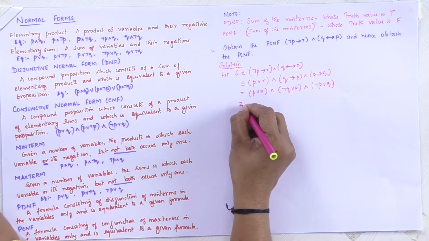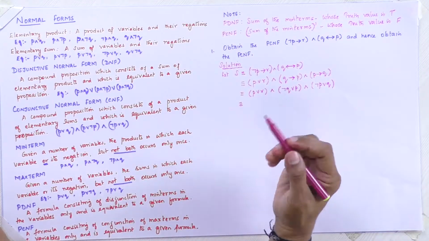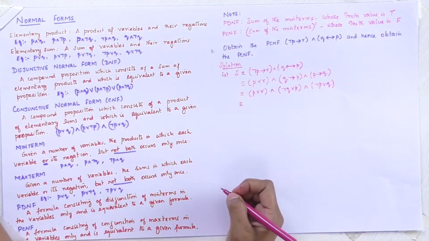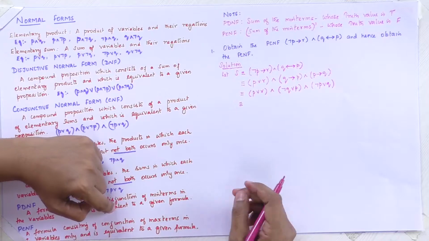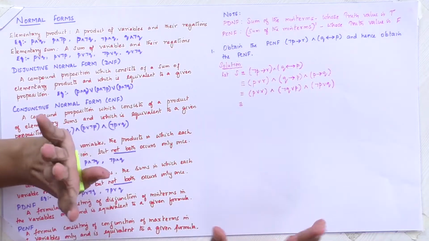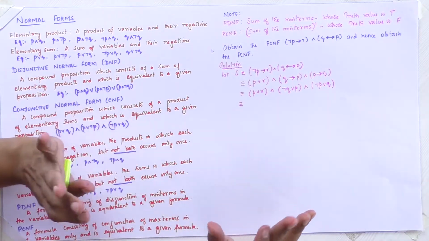So this is equivalent to. Now we are in need of finding the PCNF. What is PCNF? PCNF says that it is the conjunction of the max terms, right? Conjunction of the max terms.